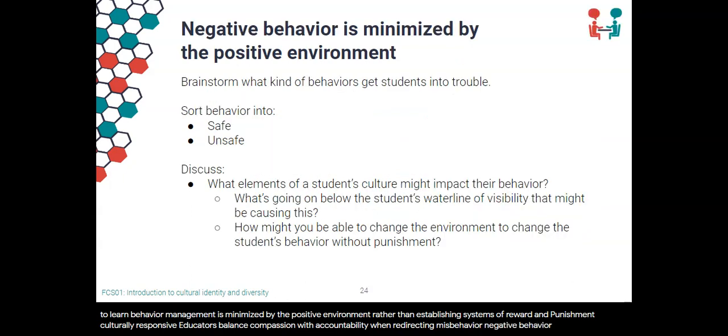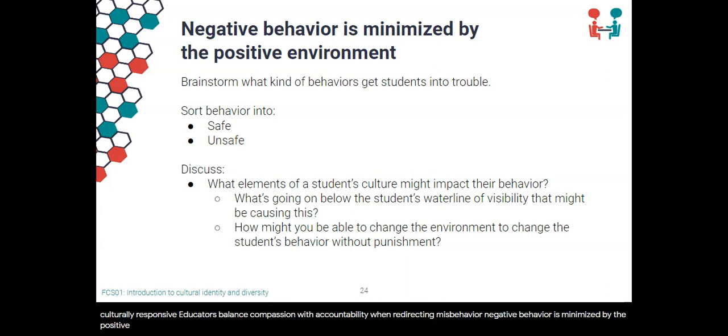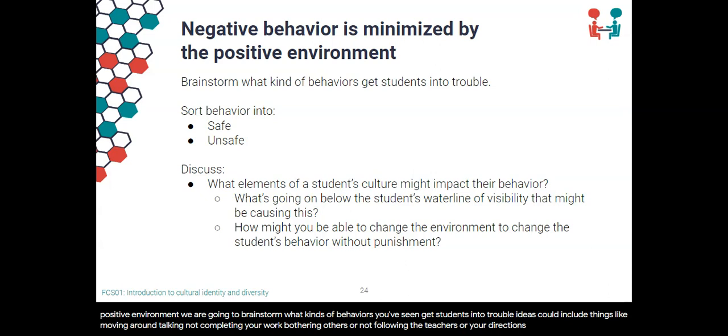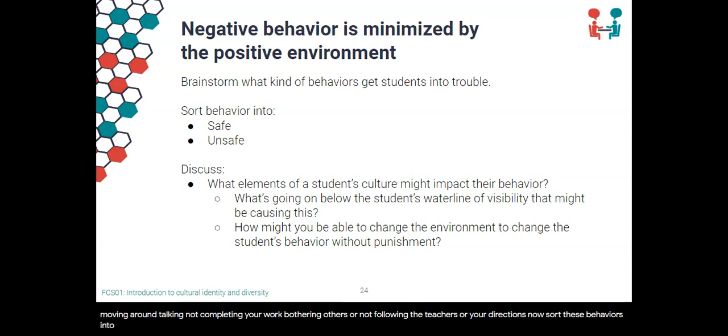Negative behavior is minimized by the positive environment. We are going to brainstorm what kinds of behaviors you've seen get students into trouble. Ideas could include things like moving around, talking, not completing your work, bothering others, or not following the teacher's directions. Now sort these behaviors into two categories: safe and unsafe behavior.